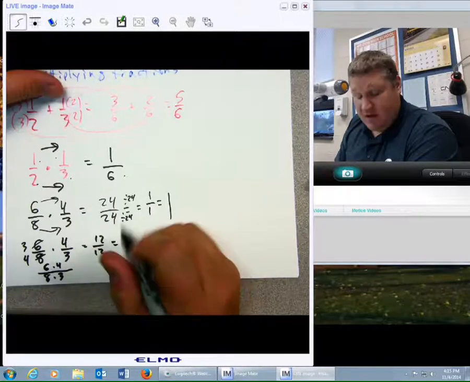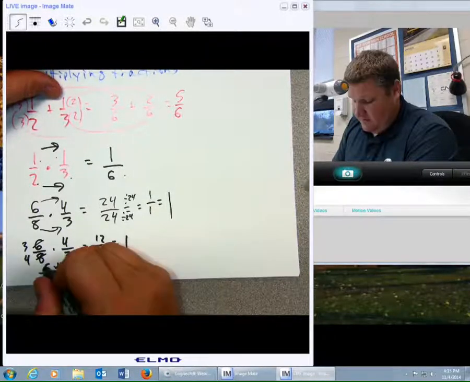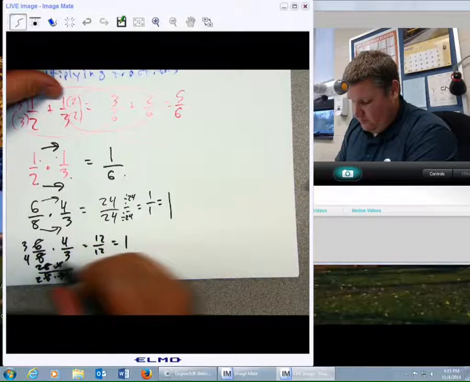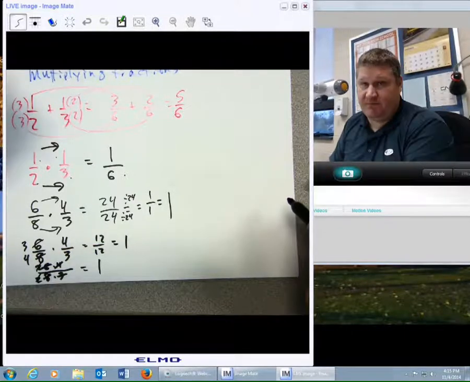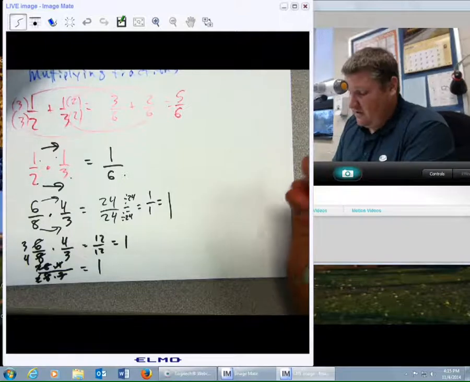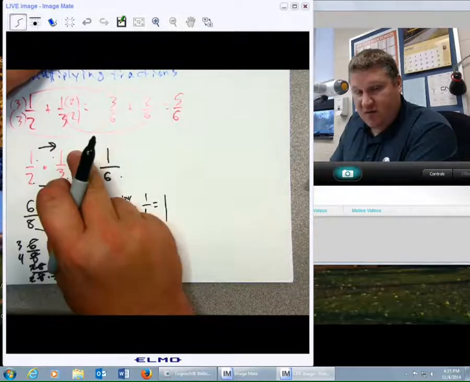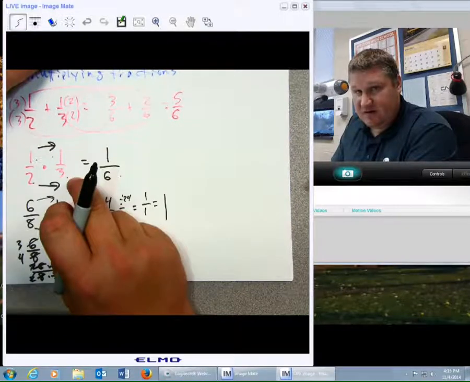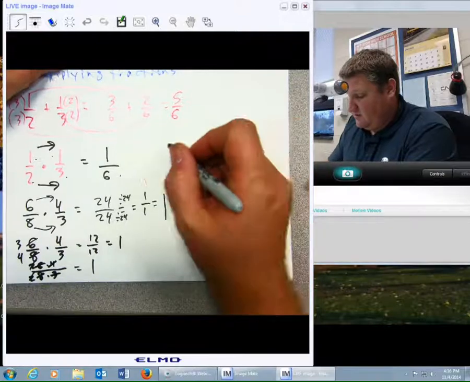Could also, of course, because it's the same as 6 times 4 over 8 times 3, I could say, well, wait a minute, 4 and 8 make 2. 6 and 3 make 2. 2 and 2 cancel out, leaving just 1. That's also a possibility. So multiplying fractions is nothing but numerator times numerator, denominator times denominator, and then reducing what's left.